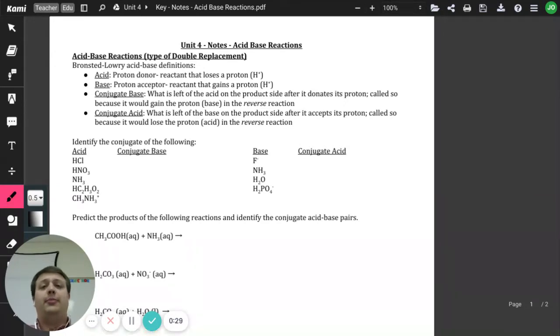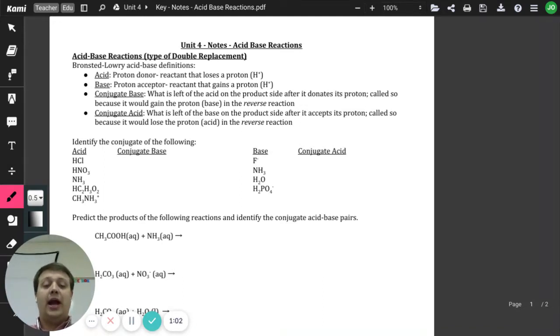So what are acid-base reactions? Well, they are a type of double replacement reaction. Now remember, with double replacement, we've got two compounds, and in these compounds, we've got a cation and an anion in each one. Those cations and anions swap places. So your cation from element A is bonded with your anion from element B and vice versa. That would get a double replacement reaction.